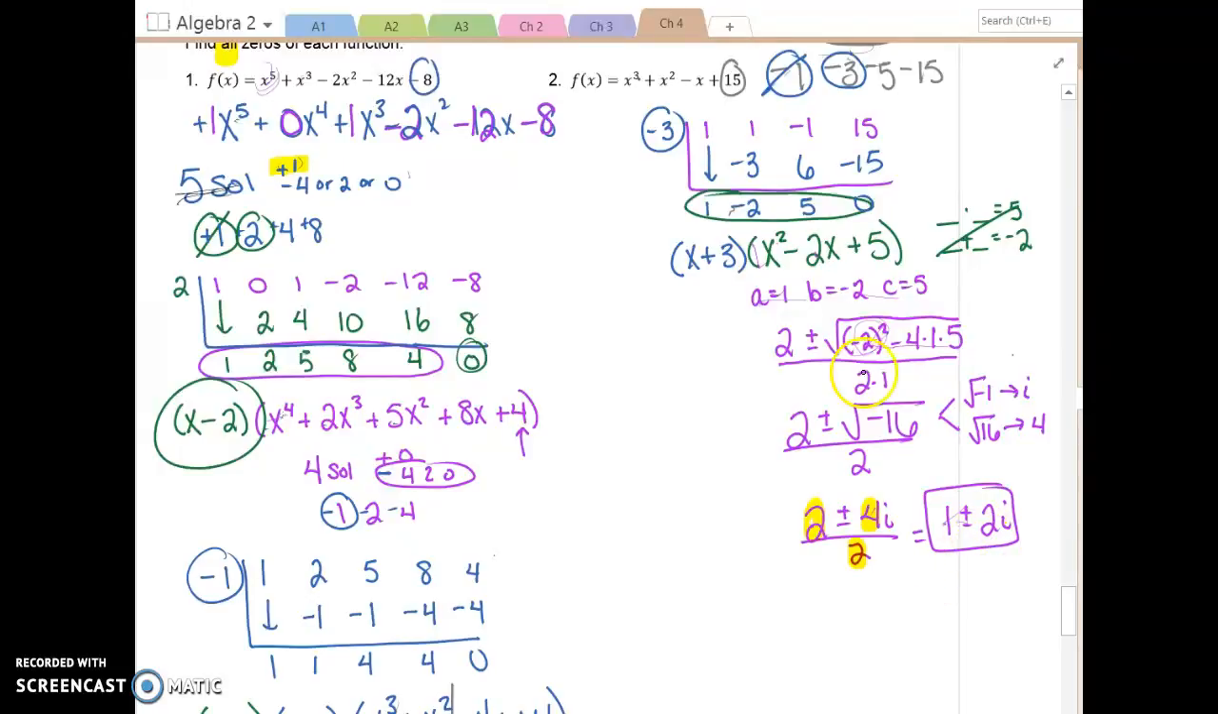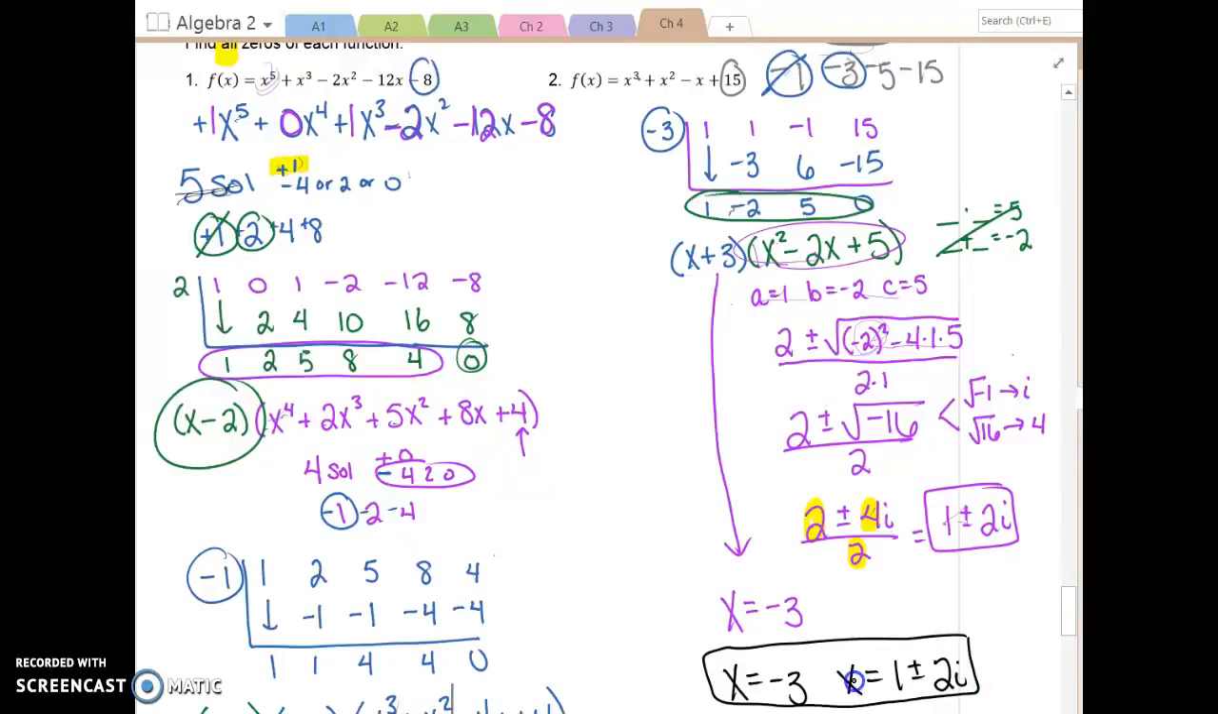Now, that's the result of doing the quadratic formula, which came from the green part that we couldn't factor. We still have this x plus 3. The solution that comes from x plus 3 is x equals negative 3. So our solutions are x equals negative 3 and x equals 1 plus or minus 2i.